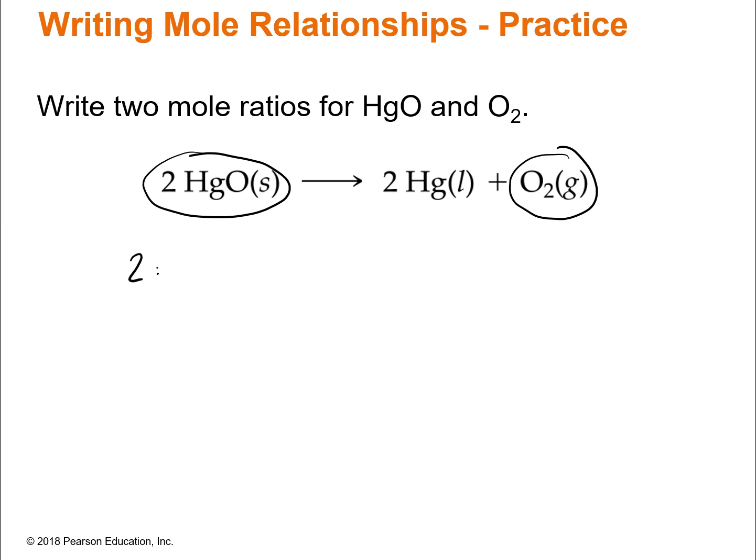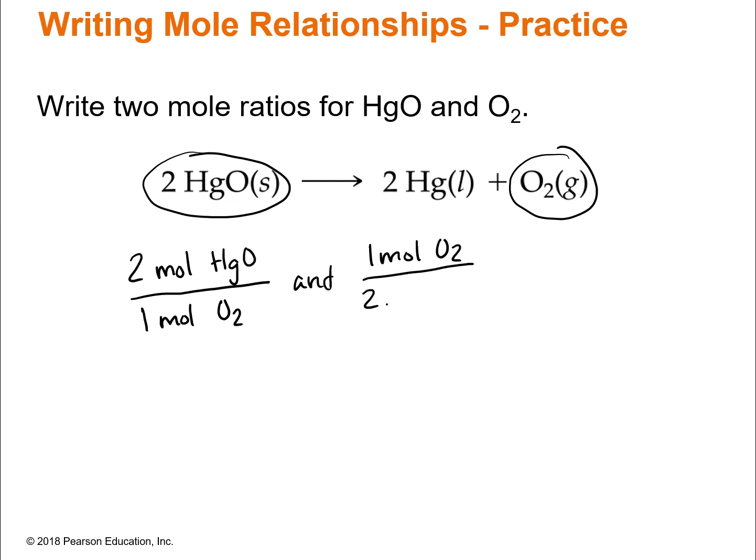So you've got 2 moles of the mercury 2 oxide for every 1 mole of oxygen gas, and the reciprocal, 1 mole of oxygen gas over 2 moles of mercury 2 oxide. Writing mole ratios and being able to choose the right one to solve the problem, that's one of the key points for chapter 9. So just like with the other things that we've been doing in chapter 8, choosing the right unit factor makes all the difference in getting the right answer and not.